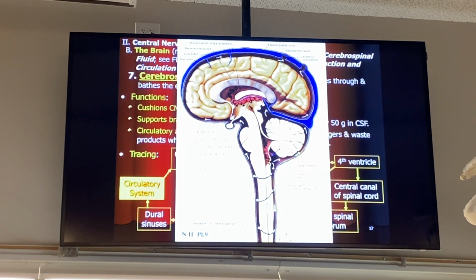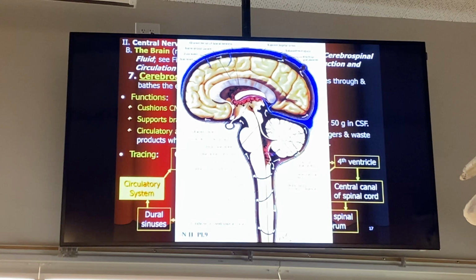So you have the most choroid plexus in the lateral ventricles. That's where you start the tracing. CSF comes from the choroid plexus in the lateral ventricles. It goes through the interventricular foramen to the third ventricle, where more choroid plexus adds more CSF. It goes down the cerebral aqueduct to the fourth ventricle, where there's more choroid plexus to add even more CSF.